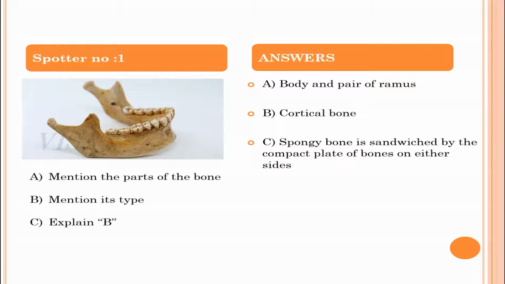And type of bone is cortical bone, and you should explain the cortical bone. It's not necessary that you should use the same words that I have taught you. You can understand and use your own words to write the answers without changing the anatomical terms. So the spongy bone is the one which is placed in the middle, and on either side it will be covered by the compact plate of bones.